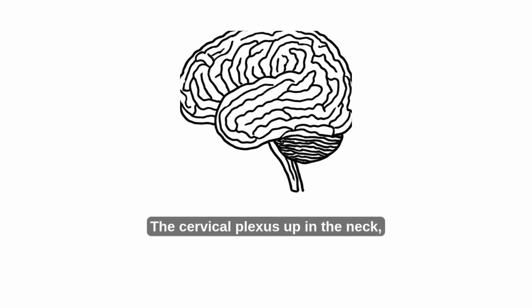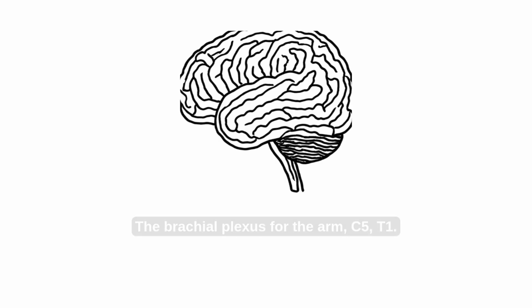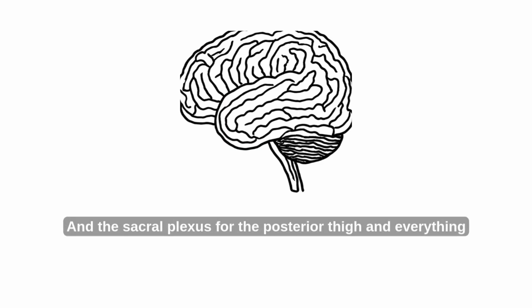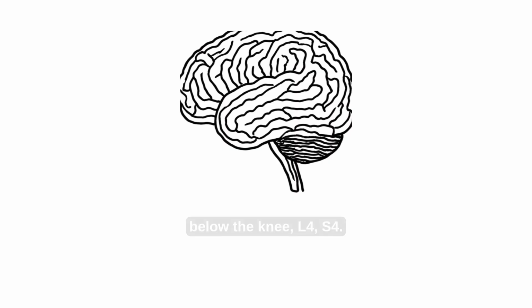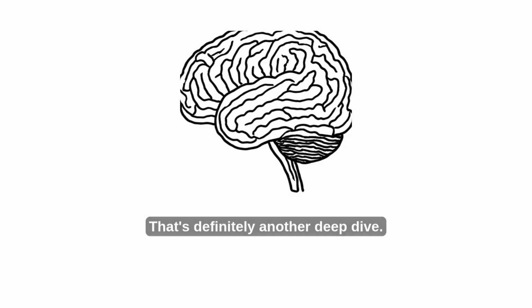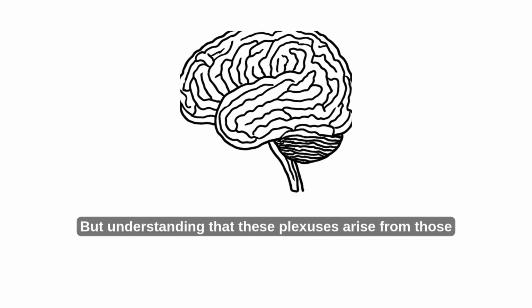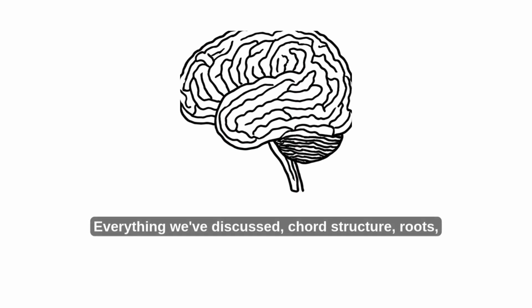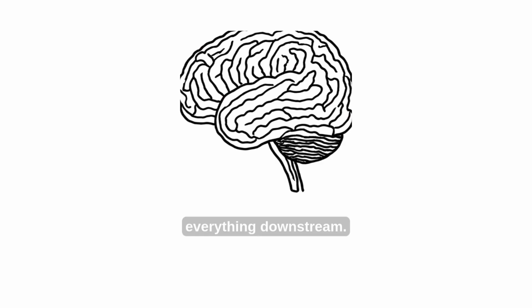The cervical plexus up in the neck, roughly C1 to C5. The brachial plexus for the arm, C5 to T1. The lumbar plexus for the anterior thigh, L1 to L4. And the sacral plexus for the posterior thigh and everything below the knee, L4 to S4. Okay, we won't dive deep into all the branches today. That's definitely another deep dive. For sure. The brachial plexus alone is a lot. But understanding that these plexuses arise from those anterior rami is key. Everything we've discussed, cord structure, roots, rami, it all feeds into these networks that run our limbs. Exactly. That foundational anatomy is the source code for everything downstream.